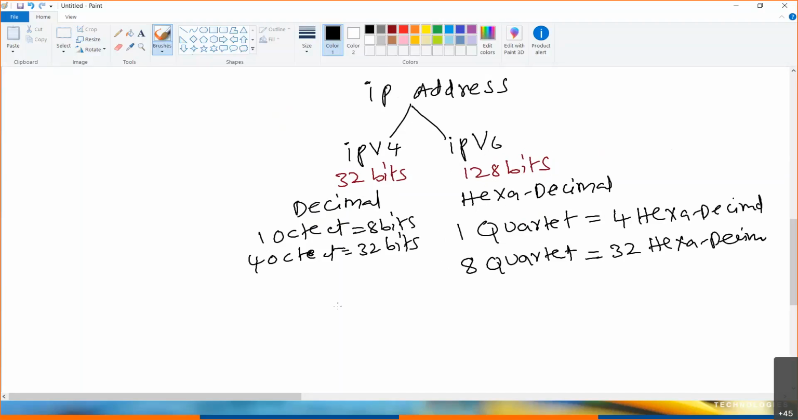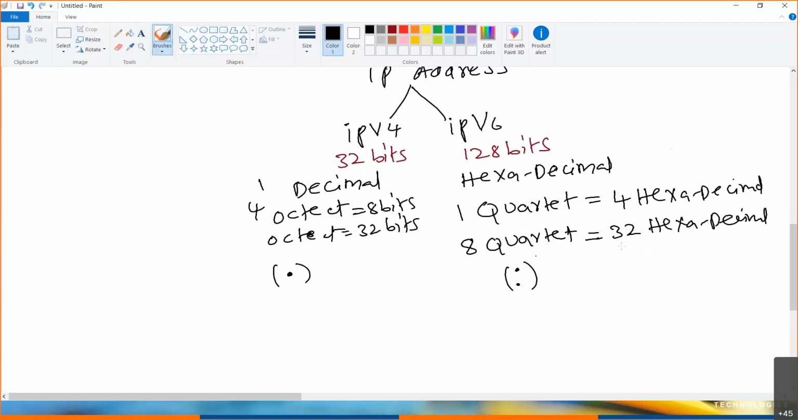hexadecimal digits. In IPv4, each and every octet is separated by using a dot: first octet, dot, second octet, dot, third octet, dot, right? So in IPv6, first quartet, second quartet, third quartet are separated by using a colon. So finally, IPv6 should be 32 hexadecimal digits. You know what hexadecimal is? A combination of 0 to 9 and A to F.